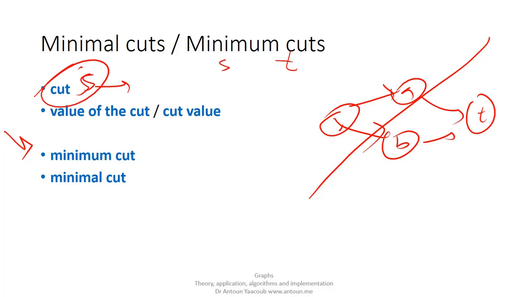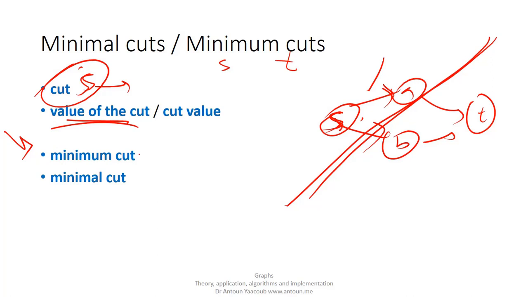The cut contains the set of arcs from S to T, and we will see later that the minimum cut is equal to the maximum flow. The value of the cut, or the cut value, is the sum of the capacities of the arcs in the cut. So if I have decided that this is a cut, we will see later how we can choose a cut, the value of the cut is equal to the sum of the capacities of the arcs in the network.